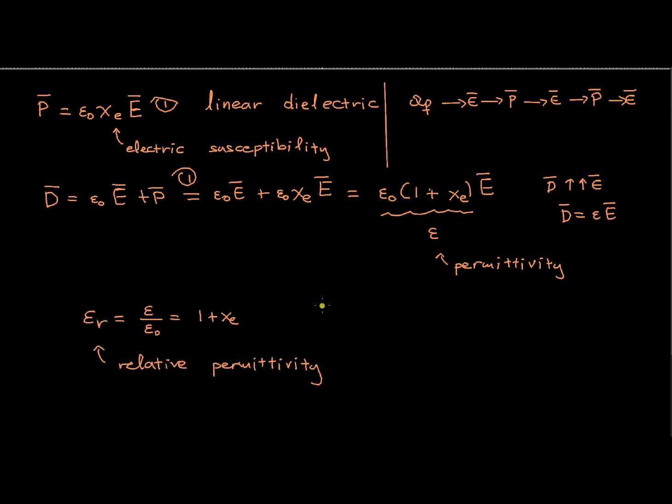And we have one more definition, of course, the relative permittivity. So epsilon is what we call permittivity. Now we also define the relative permittivity, which is epsilon over epsilon naught, where epsilon naught is the permittivity of free space, the permittivity of vacuum. This is equal to 1 plus the electric susceptibility. Now, you will often hear relative permittivity also being called the dielectric constant.